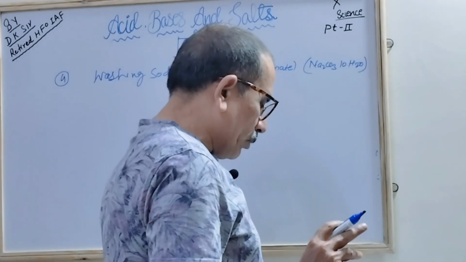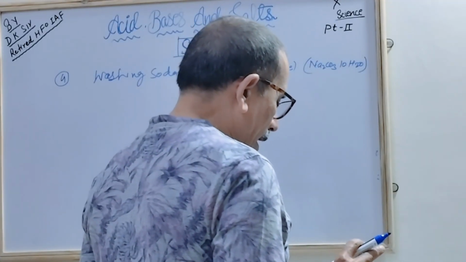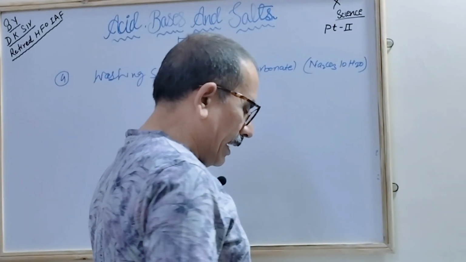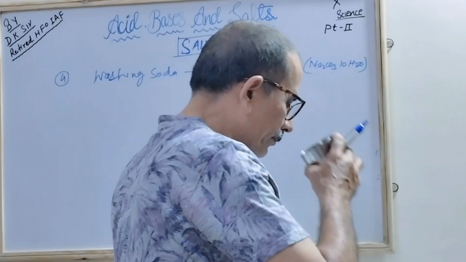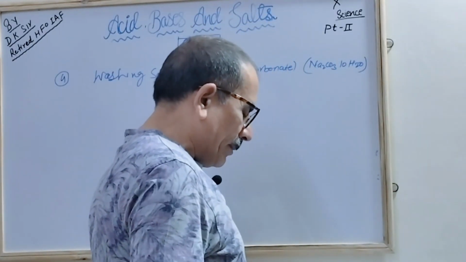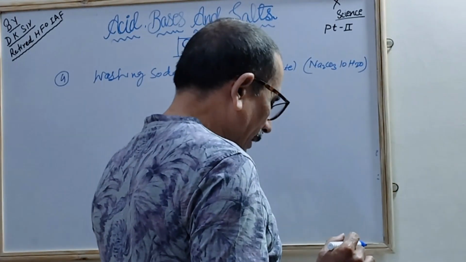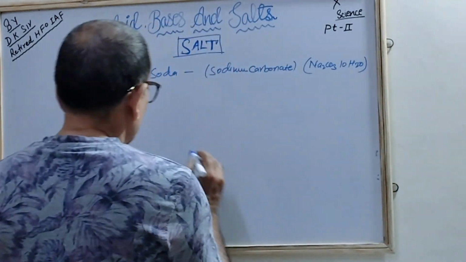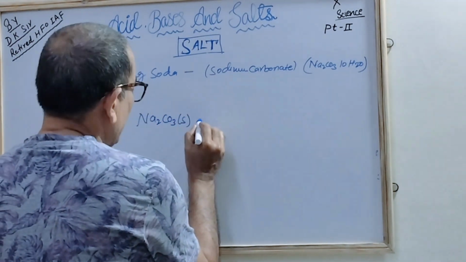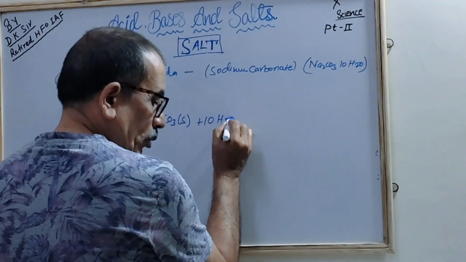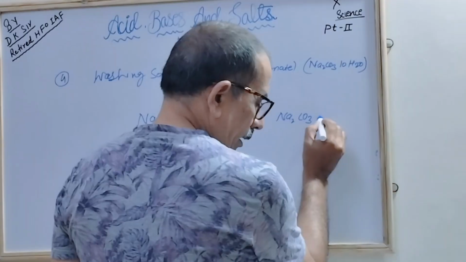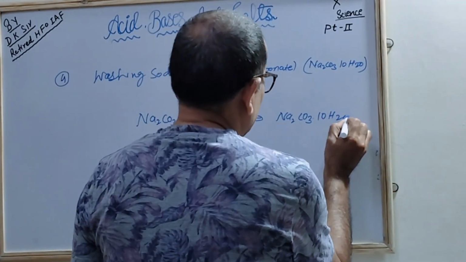Correct? So sodium carbonate can be obtained by heating the baking soda. We know it. Correct? We know how to get the sodium carbonate from bicarbonate. The uses of washing soda. What is the use of that? The formula is to be known. Na2CO3 is a solid. When you mix it with 10H2O, it makes Na2CO3·10H2O. Correct? This is the formula of that.